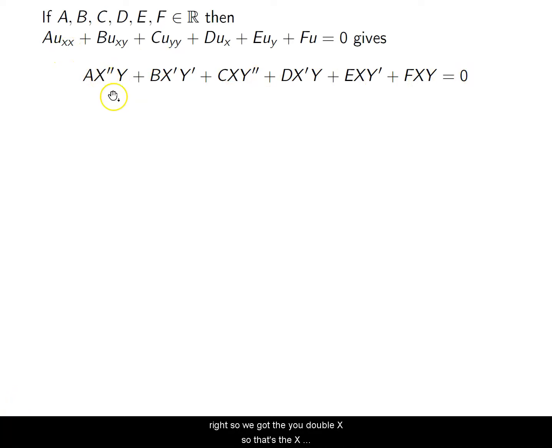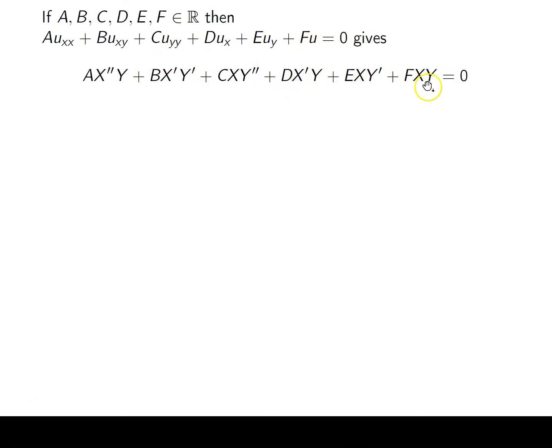So we got the u double x, so that's the x double prime, or second derivative of x, and the y was constant. Here we got the mixed partials, or the mixed derivatives, I should say. Here x is as it was, y is the second derivative, and so forth and so forth. Okay, so we plugged everything in.